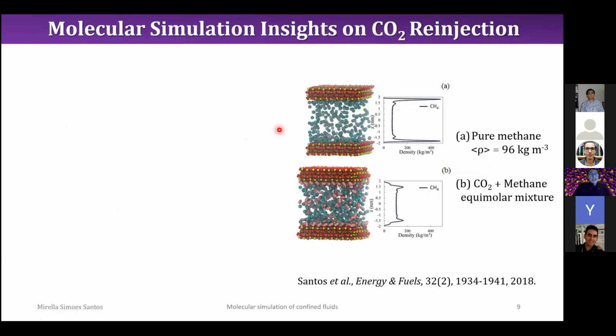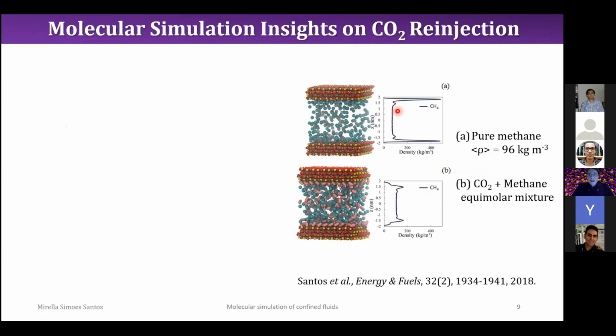The first goal of this work was to analyze the impact of CO2 adsorption into a pore containing alkanes. Here I have one example. Here are the calcite surfaces. We have a constant pore height, and we have pure methane at a certain density.